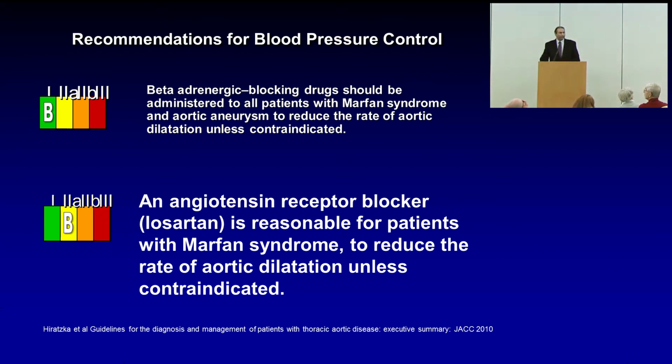So as things stand, these are the recommendations for blood pressure control in Marfan patients. Beta blockers should be the first choice for all patients with Marfan syndrome and aortic aneurysm to reduce the rate of aortic dilatation, unless they have a contraindication. So beta blocker is the first line therapy. You can consider Losartan reasonable for patients with Marfan to reduce the rate of dilatation, for example somebody who cannot completely tolerate a beta blocker and has severe side effects. Then Losartan is definitely a very good choice for you.